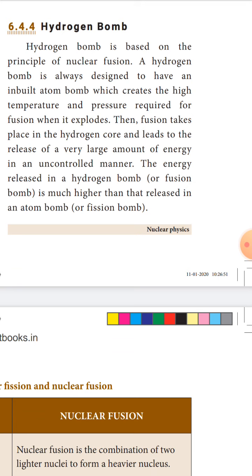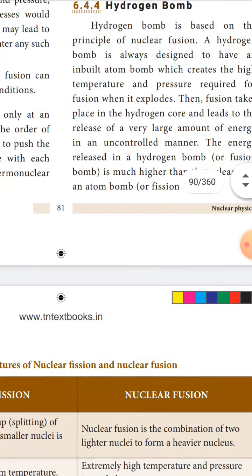A hydrogen bomb is always designed to have an inbuilt atom bomb, which creates the high temperature and pressure required for fusion when it explodes. Then fusion takes place in the hydrogen core and leads to the release of a very large amount of energy in an uncontrolled manner. The energy released in a hydrogen bomb or fusion bomb is much higher than that released in the atom bomb or fission bomb.